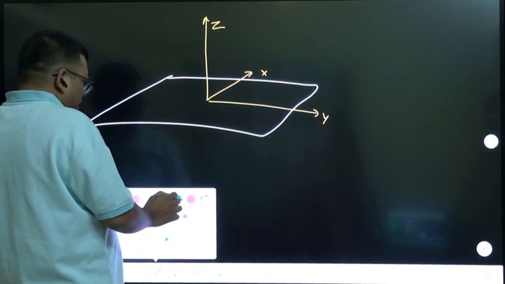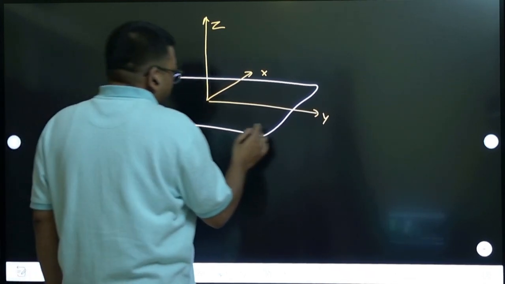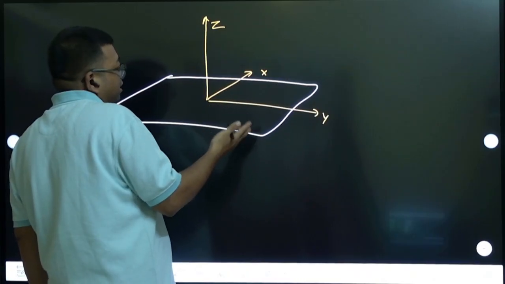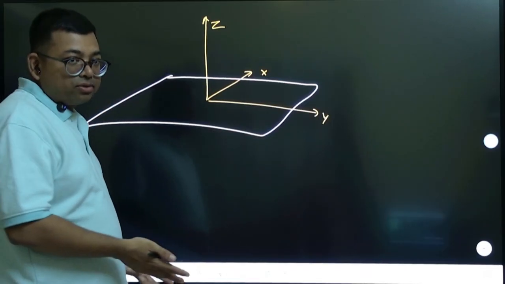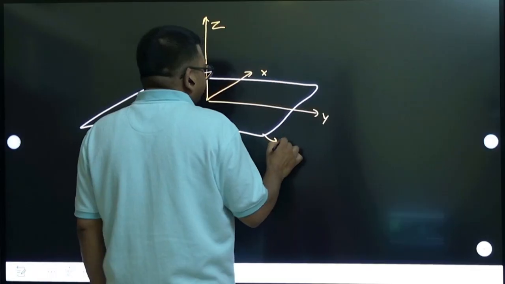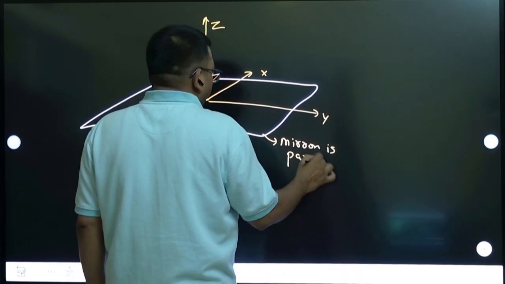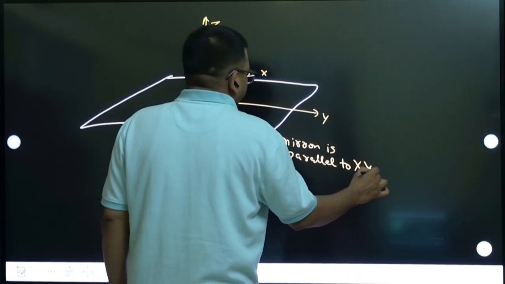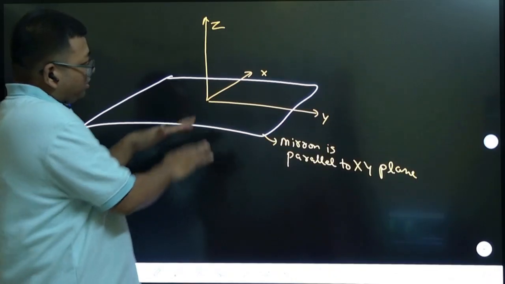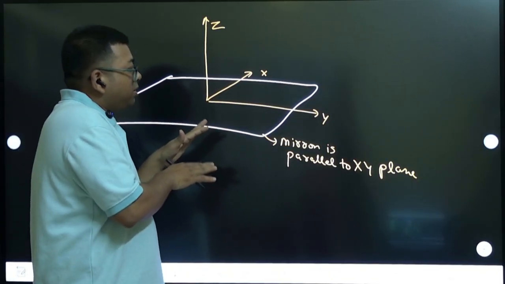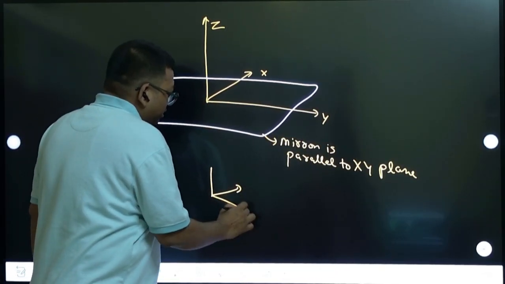So this xy plane represents the mirror. They were saying that the mirror is parallel, not exactly the xy plane, but parallel to this xy plane. The actual xy plane may be somewhere else. They are saying the mirror is parallel to the xy plane. So let me consider one xyz coordinate system. This coordinate system may not be at the origin, but the actual one may be like this.